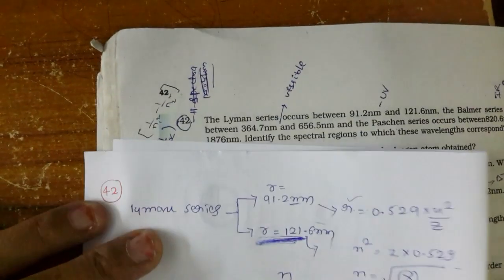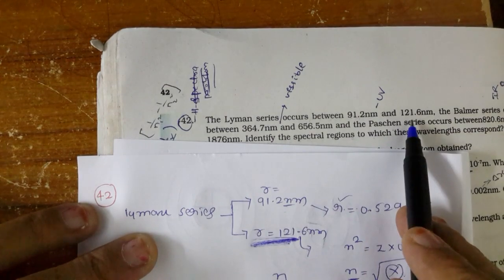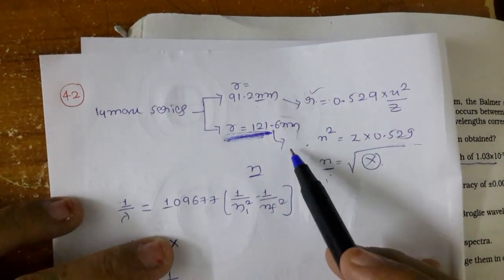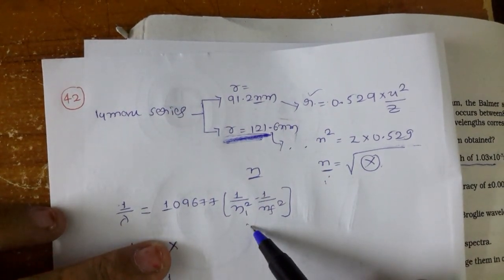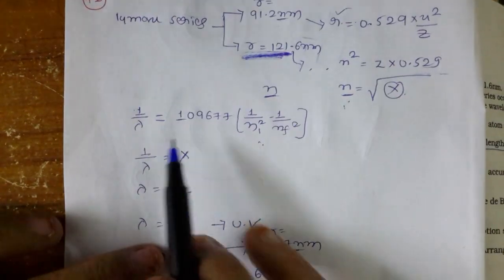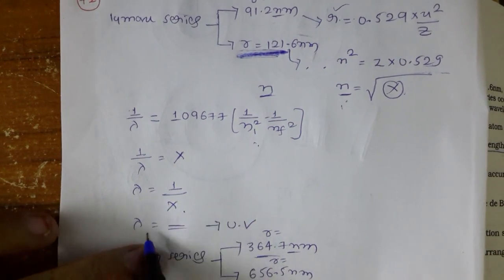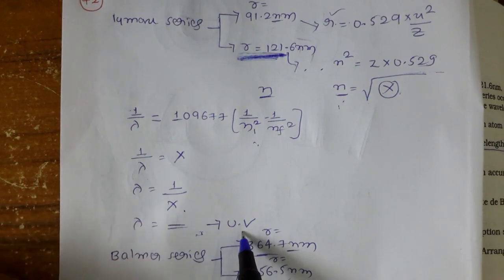From the values mentioned, 91.2 and so on, a transition is taking place, so you have to find out which is initial and final. You know very well that for Lyman, the final is n equal to 1. Just go for that. You get 1 by lambda equals x, so lambda equals 1 by x. Lambda gives some value that indicates the spectral region is UV.